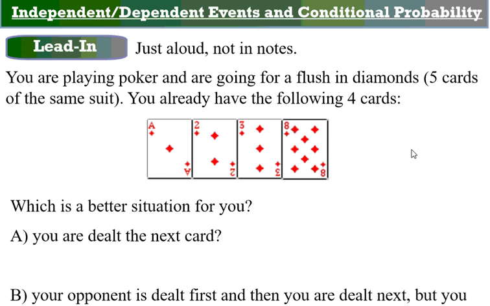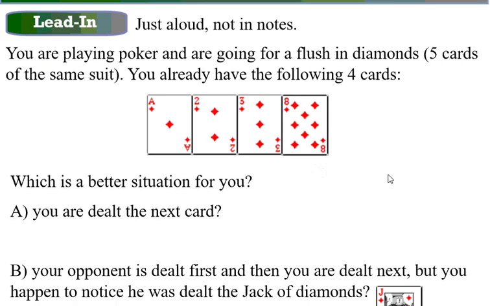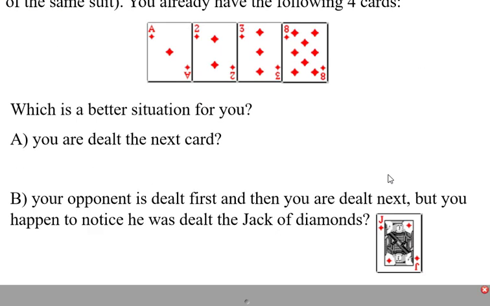So the question is, as these are being dealt out, which is a better situation for you? You are dealt the next card, or your opponent is dealt first, so you're alternating, but you both have 4 cards already, and you see that your opponent then receives the jack of diamonds, and then you're going to be dealt the next card. So is it better if you were dealt the next card, or if you happen to notice that your opponent is dealt the jack of diamonds, and then you're dealt immediately after him or her?